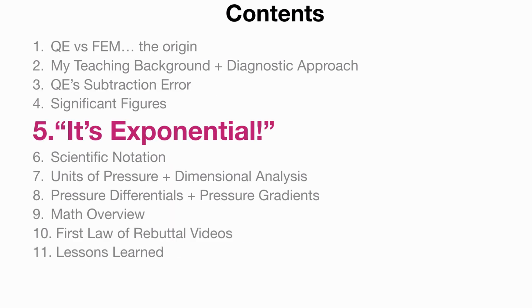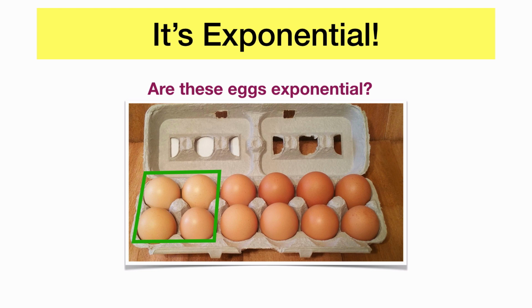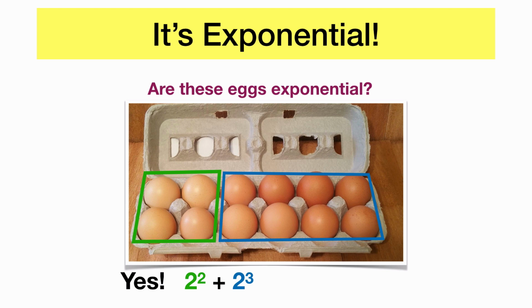All right, let's go on to one of the favorite phrases of Quantum Eraser: it's exponential. So let's take a look at a carton of eggs. Is this carton of eggs, or are these eggs, exponential? Here's a hint. There's 4, there's 8. Are they exponential? Yes, of course they're exponential, because 2 squared plus 2 cubed is 12. And of course I'm being silly.